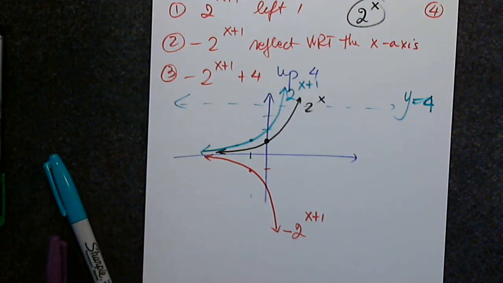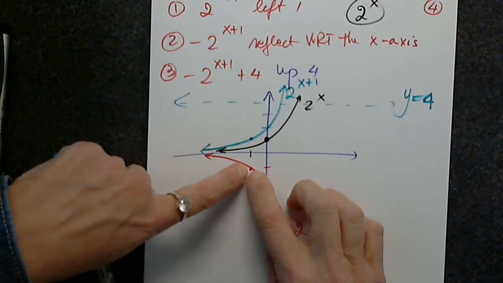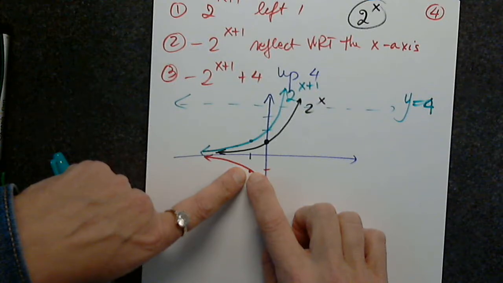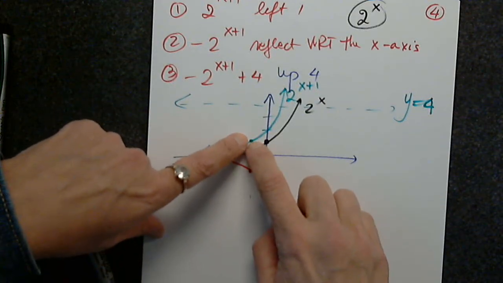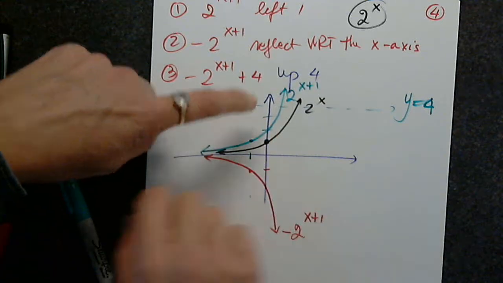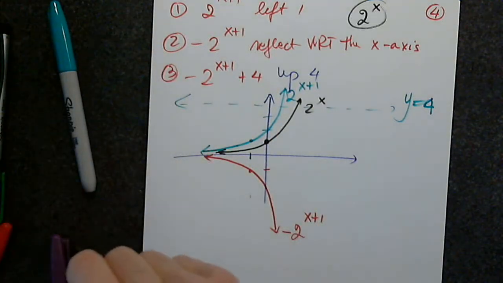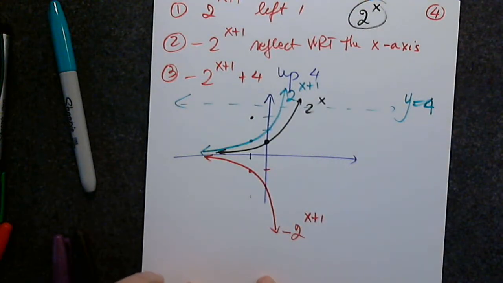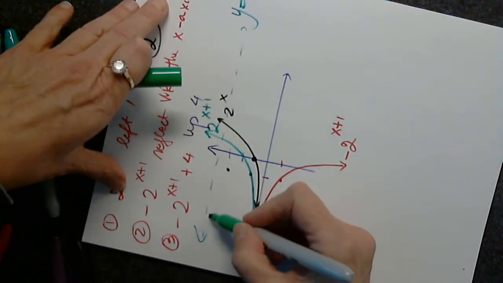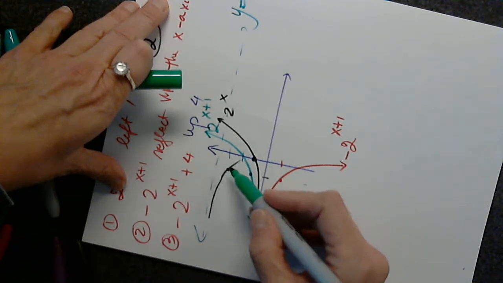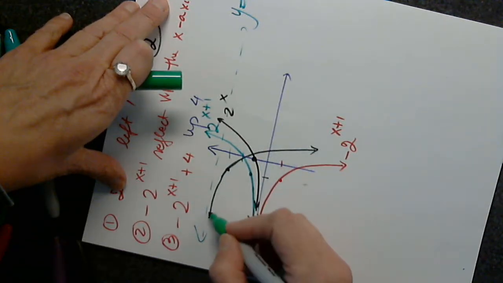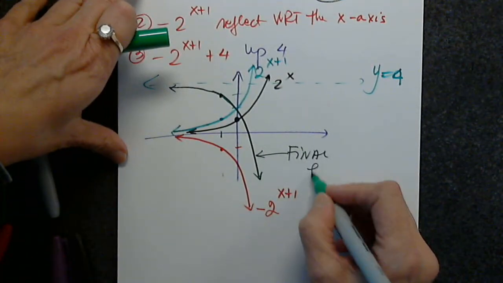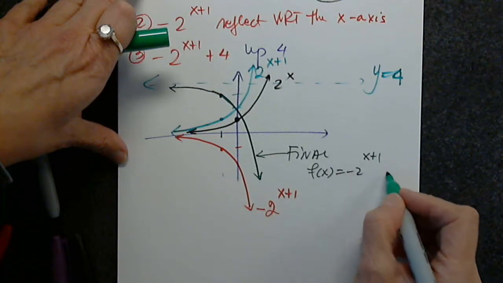Okay. So now please tell me, where do I shift this point? This is my reference point. Where does it go? Up 4. 1, 2, 3, 4. Right here. So here's the graph, the final graph, which is f of x equals negative 2 raised to x plus 1, plus 4.